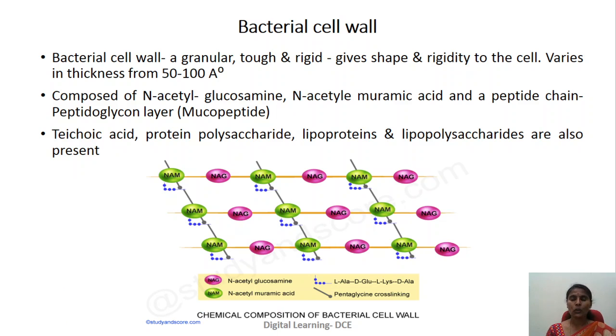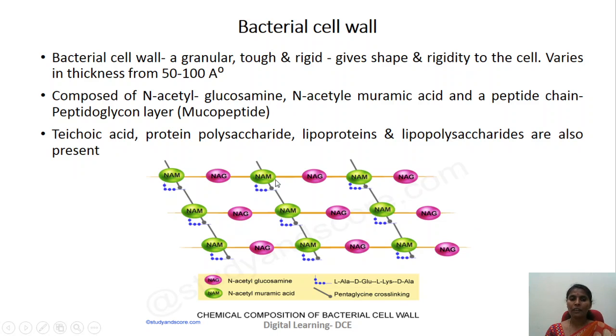The bacterial cell wall is a granular structure which is tough and rigid. It gives shape and rigidity to the bacterial cell, and varies in thickness from 50 to 100 angstrom. It is mainly composed of three important substances: N-acetyl glucosamine, N-acetyl muramic acid and a polypeptide chain. Together they form a layer called the peptidoglycan layer, otherwise known as mucopeptide.